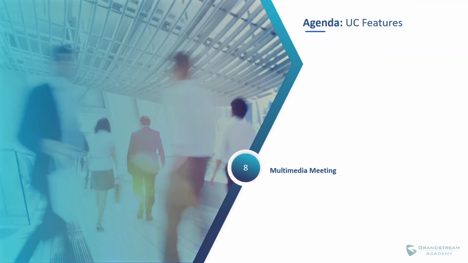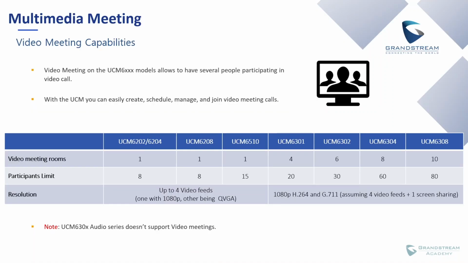And now we'll talk about a very powerful and important feature, which is multimedia meeting. The UCM 6000 models support video meeting, allowing a bunch of people to participate in a video call. And of course, the number of rooms and participants in each one of the video meetings depend on the models used.